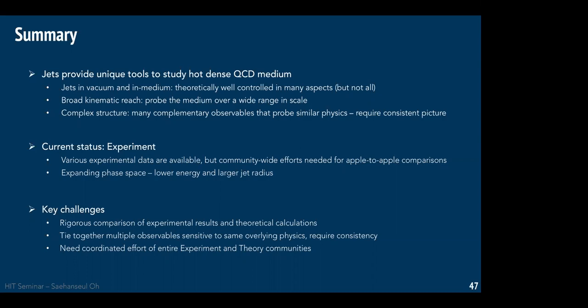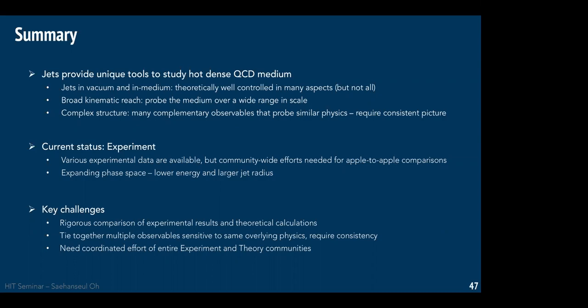So jets provide unique tools to study hot dense QCD medium because jets in vacuum and in medium are theoretically well controlled in many aspects, but not all. And the jets have a broad kinematic reach, so they can probe the medium over a wide range in scale. And they have complex structure. So we have many complementary observables that probe similar physics. So in the end, we may have to have a consistent picture.